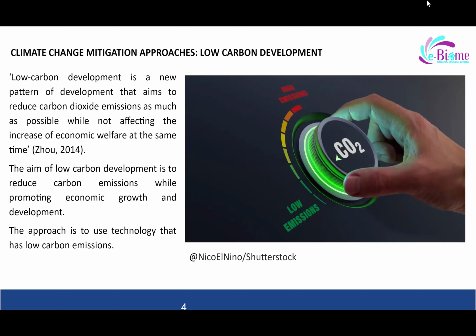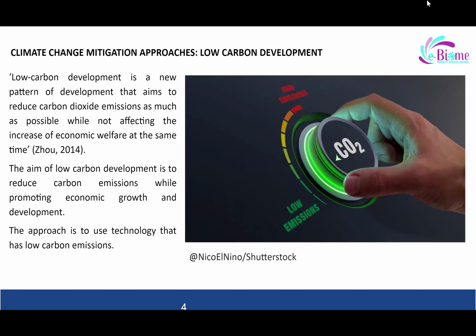We could also look at it at the national level, where, for instance, people set up windmills, solar PV cells, instead of depending on fossil fuel powered electricity generation plants. So in a way, you realize that the carbon dioxide and the nitrous oxide and the rest that are released into the atmosphere is prevented. And at the same time, the electricity generation is also being done. So we are not stopping the economic activity, but you are rather what? Reducing the carbon dioxide emissions. So the aim of low carbon development is to reduce carbon emissions while promoting economic growth and development.